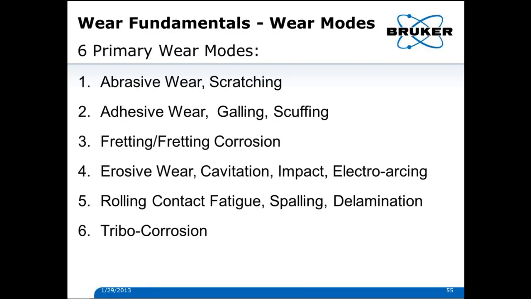I'll talk in this section about 6 primary wear modes. There are other modes. There are sub-modes of these modes, but we have abrasive wear or scratching, adhesive wear, galling or scuffing, sometimes referred to, fretting or fretting corrosion. We've got erosion, erosive wear via cavitation or impact or electro arcing, rolling contact fatigue, which results in spalling or delamination, and finally tribocorrosion, where corrosion plays a role in the wear. So I'll go through some quick examples of these. Maybe some you'll recognize.